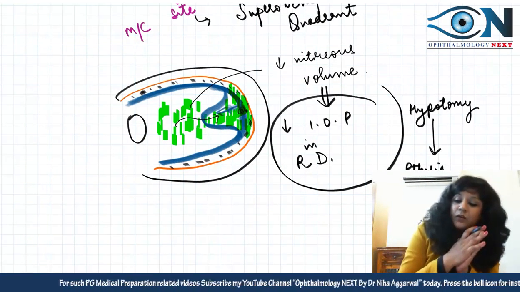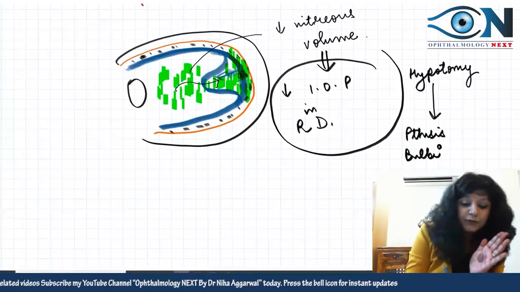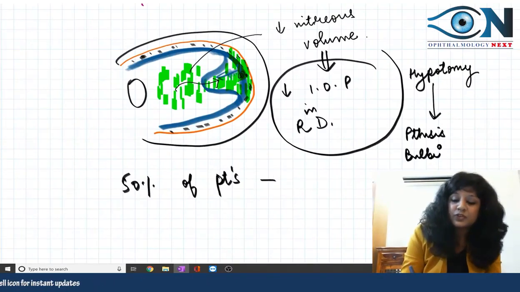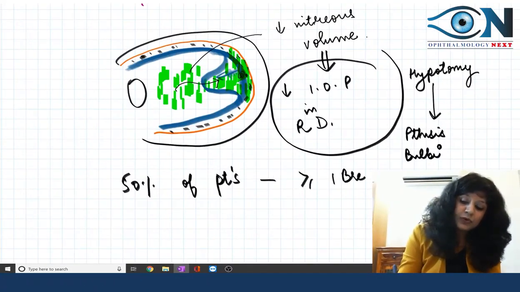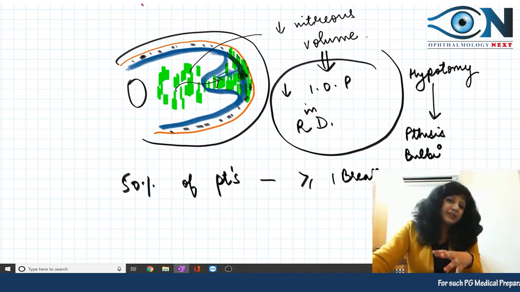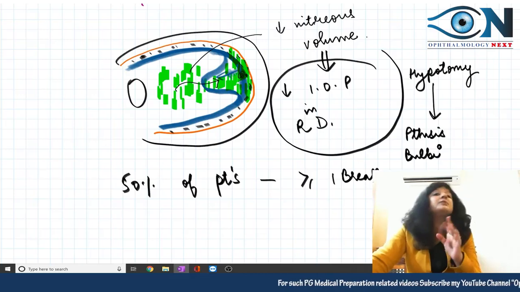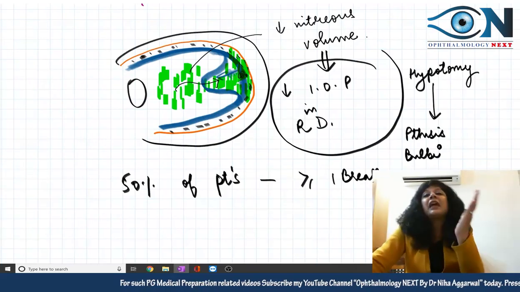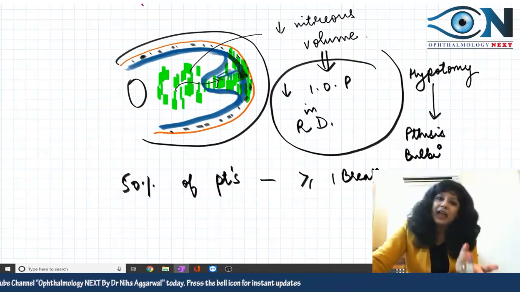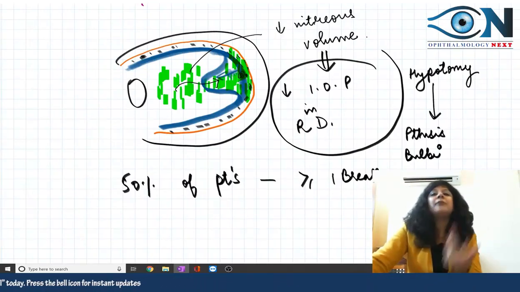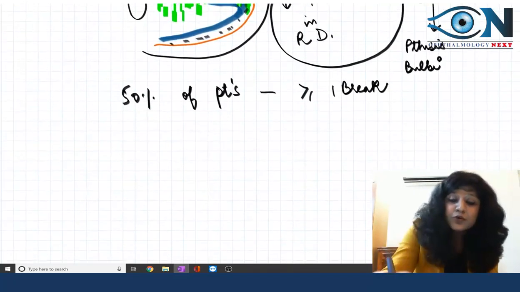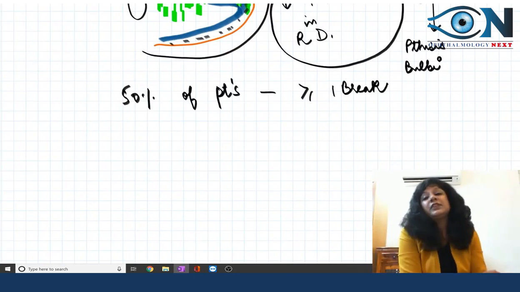Okay, now what else is happening? Now 50% of the patients will have more than one break. So even if you have searched for one break, you should not be satisfied, because one thing should always be there in your mind, that we can have even more than one break. So searching for the break, I think, is an important activity whenever you are managing a case of rhegmatogenous retinal detachment.